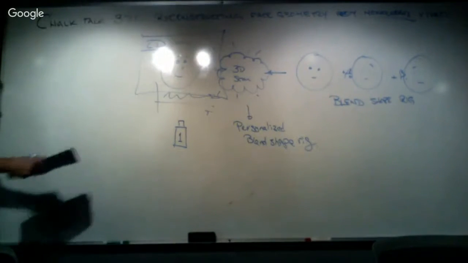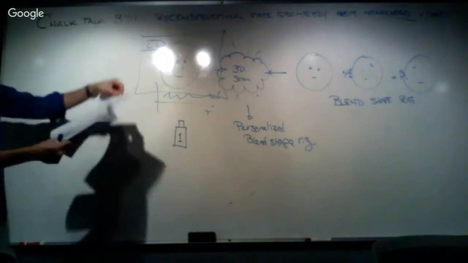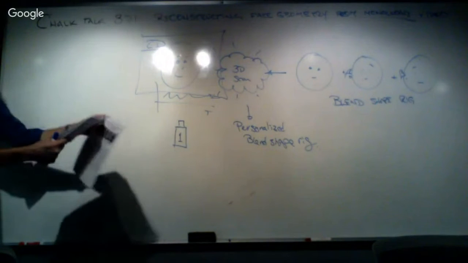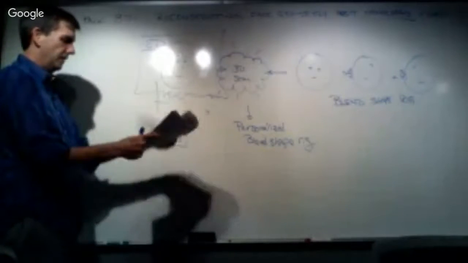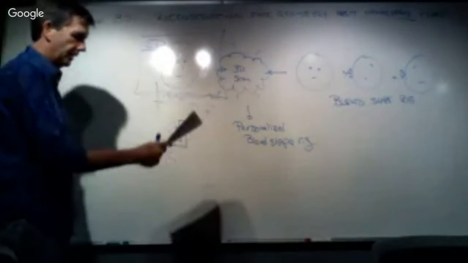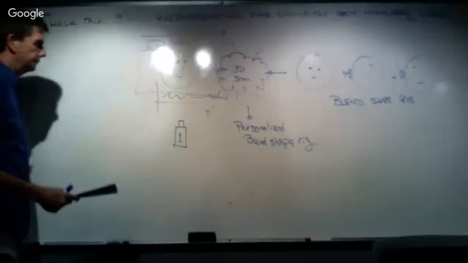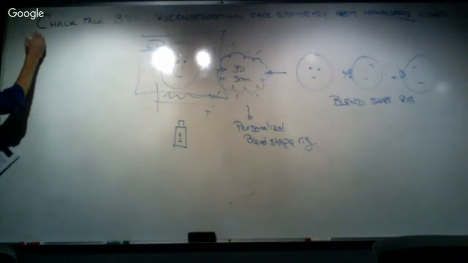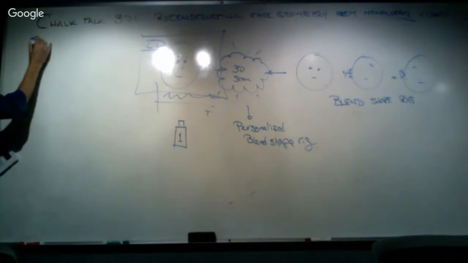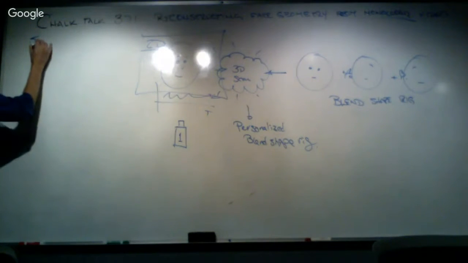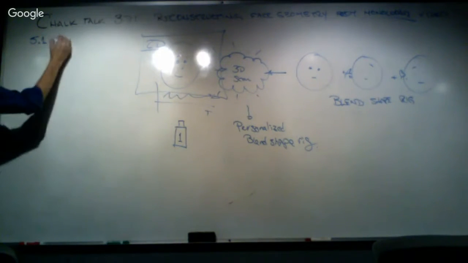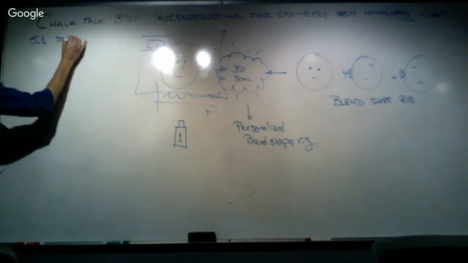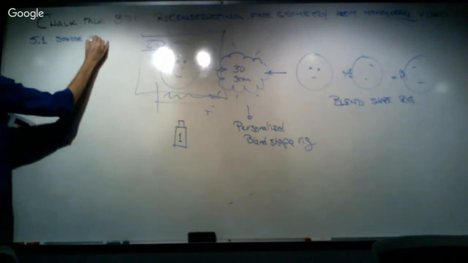All right, so that was last week. We talked about this. So now we are going to jump ahead to section 5, 2D facial feature tracking. So step 1, in case you're following along in the paper, is section 5.1, sparse feature tracking.